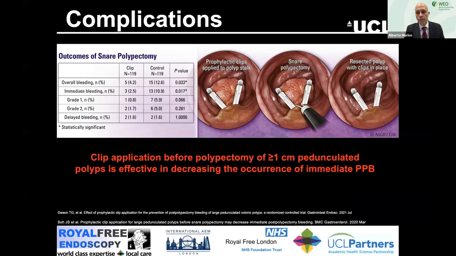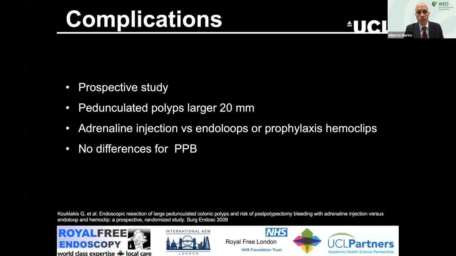And this Korean study confirmed also the result of a previous Korean study, where overall bleeding and immediate bleeding is reduced by the clipping method significantly when compared to no clipping method. Another prospective study for pedunculated polyps larger than 20 millimeters showed that adrenaline injection or endoloops or prophylactic hemoclips have the same prophylactic benefit in terms of post-polypectomy bleeding, which is in contradiction with the previous two Korean studies.